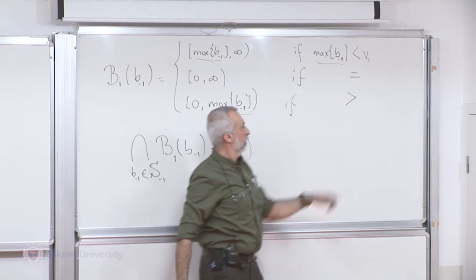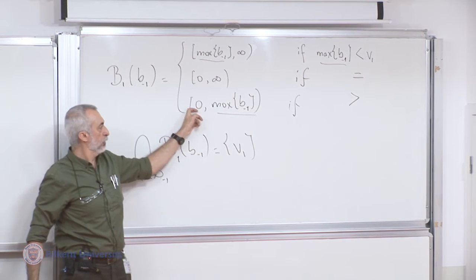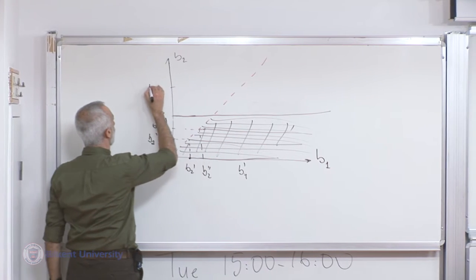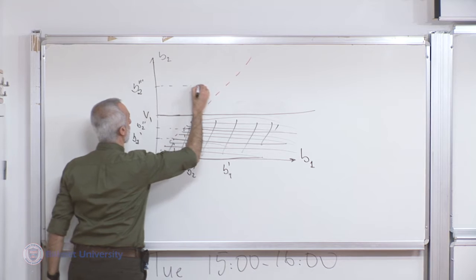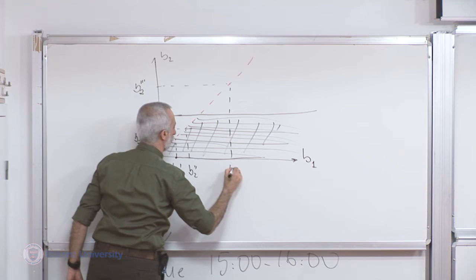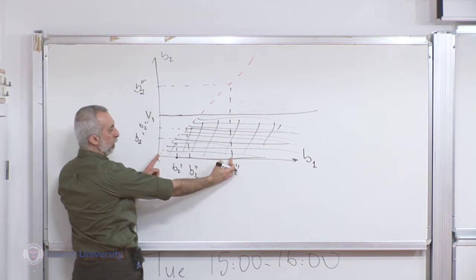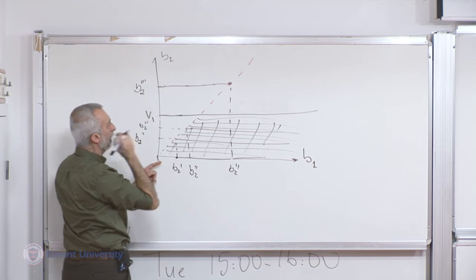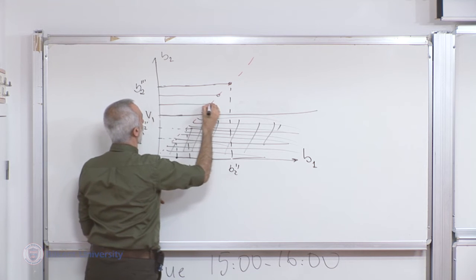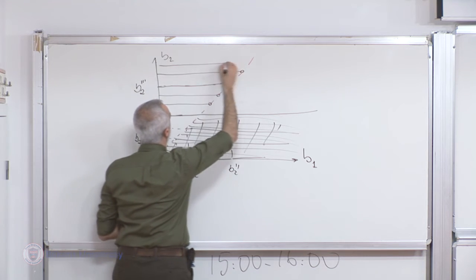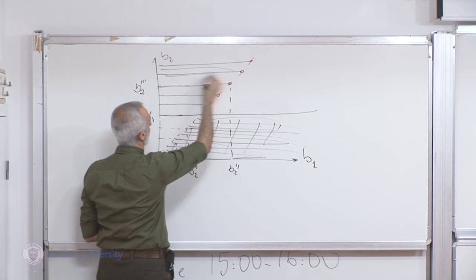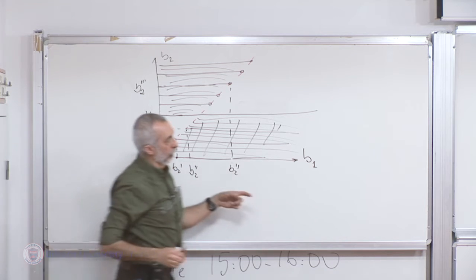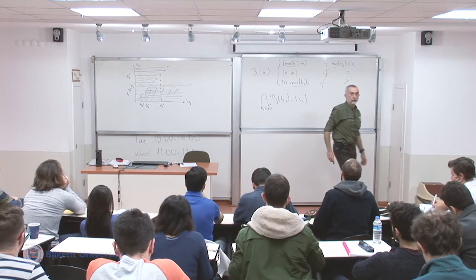If B2 is bigger than B1, then any strategy from 0 to B2, B2 excluded, is a best response. So if I take, for example, B2 triple prime, any strategy in this region is a best response. So I'll mark all these points but exclude this point. And if I keep doing that, I will get this. So that's the picture of the best response correspondence of player 1.